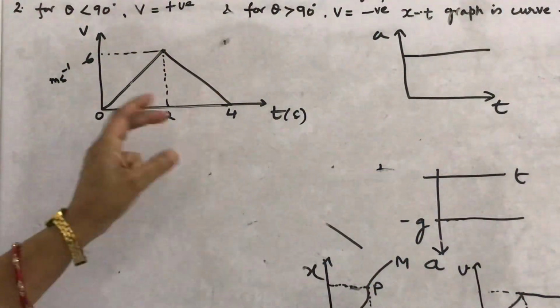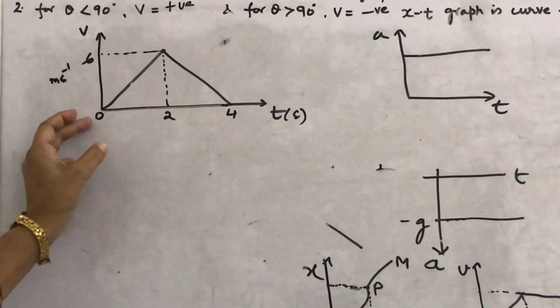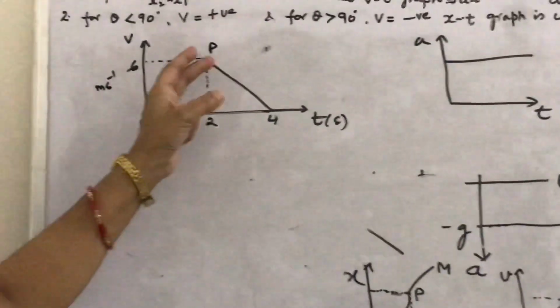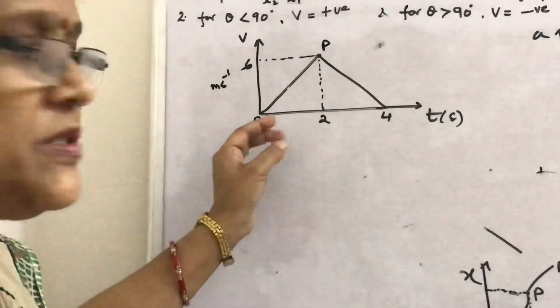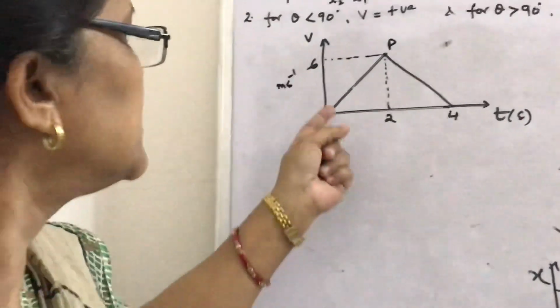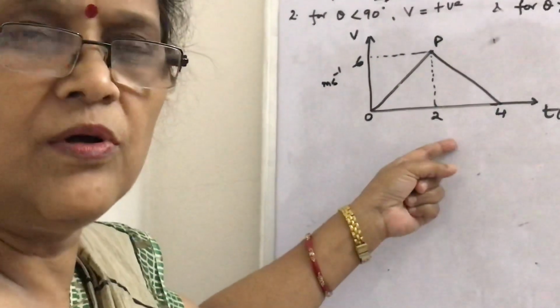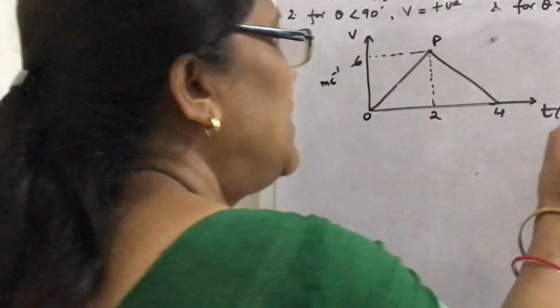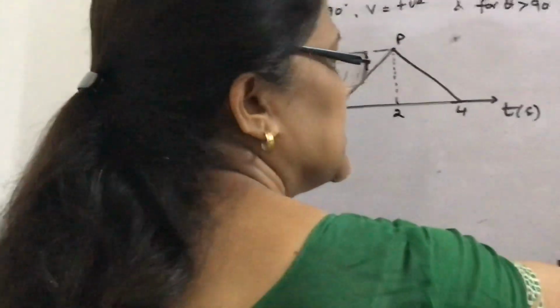What is acceleration? From O to, suppose this point P, how will you find the acceleration? It will remain the same because the slope is the same, and the slope of the v-t graph is acceleration. How much will be the acceleration? Look, 6 upon 2. So till 2 seconds the acceleration will be like this. Suppose this is the acceleration time graph.